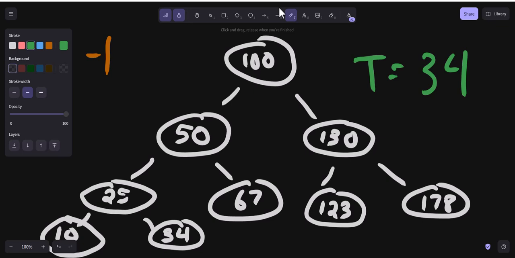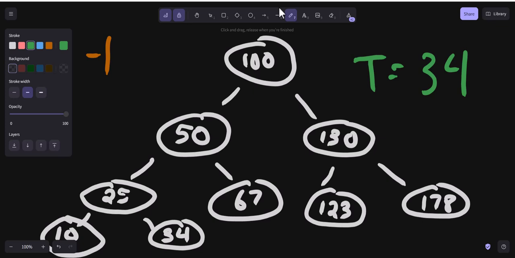So let's start by finding 34. Let's do the algorithm. First off, my first node, 100. Is 100 equal to 34? It's not. Okay, so we haven't found it yet. All right, now we have a choice. Do we go left, down the left side of the tree, or do we go down the right side of the tree? Well, by definition, everything to the left node is going to be less than the current node, and the right node is going to be greater than the current node.